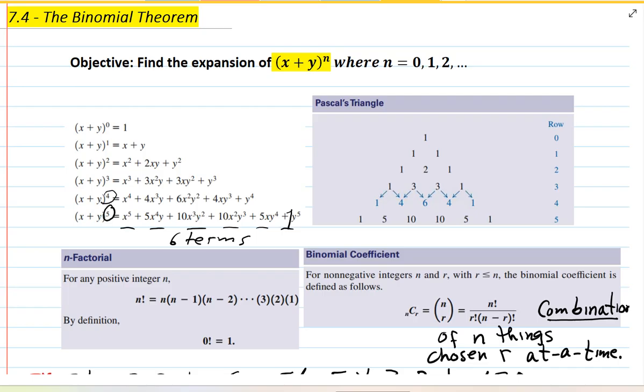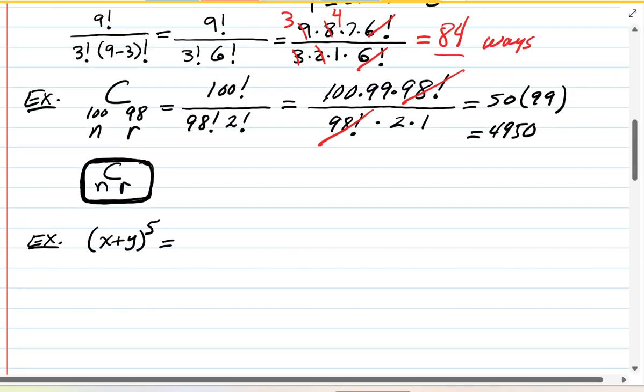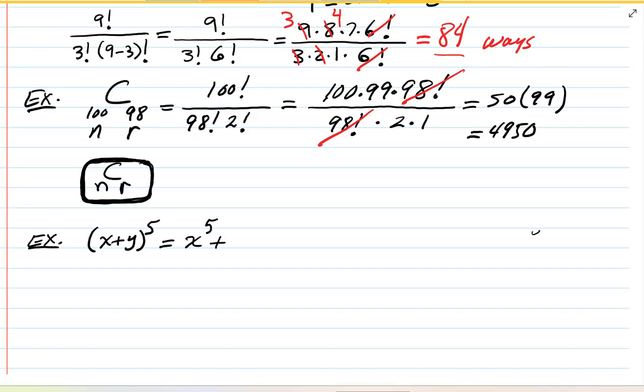Look at x plus y to the 4th. There are 4 in the exponent, but then there are 1, 2, 3, 4, 5 terms in the expansion. So the number of terms in the expansion is going to be 1 more than the number in the exponent on the binomial. Okay? So the expansion of x plus y to the 5th, the first term is going to be x to the 5th. The last term is going to be y to the 5th, each with a coefficient of 1. There will be 6 terms in the expansion.